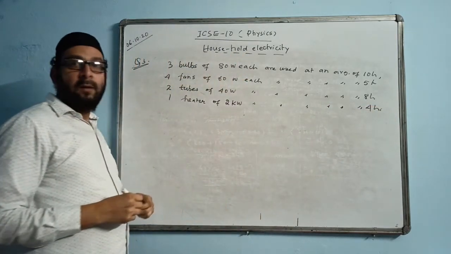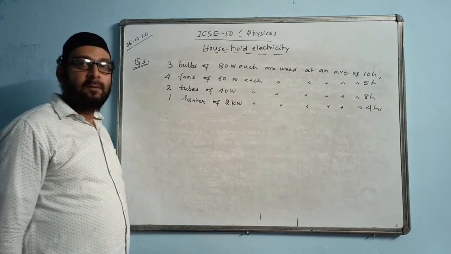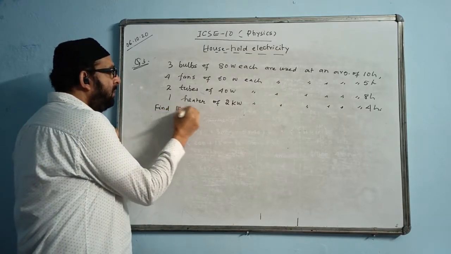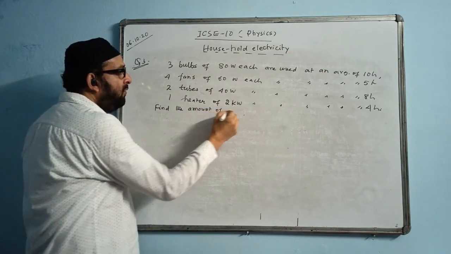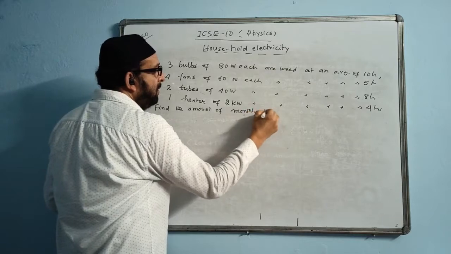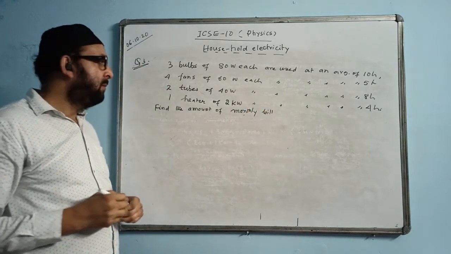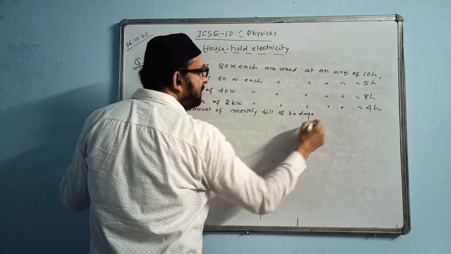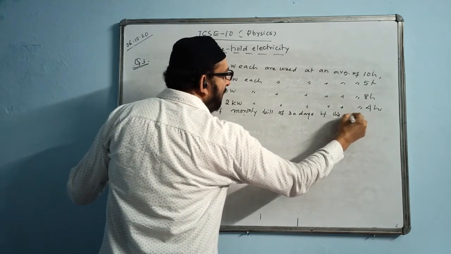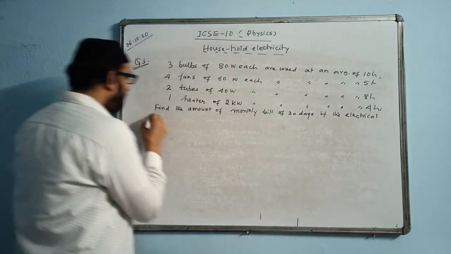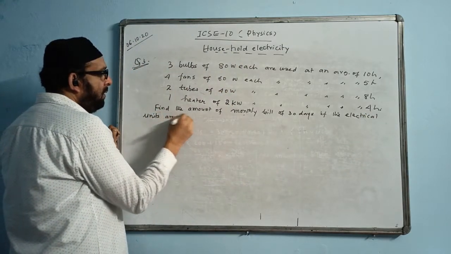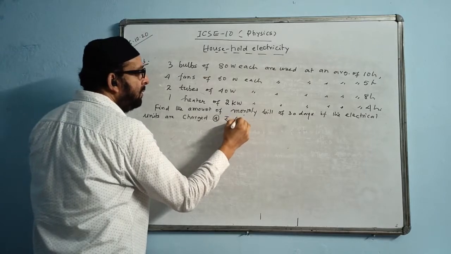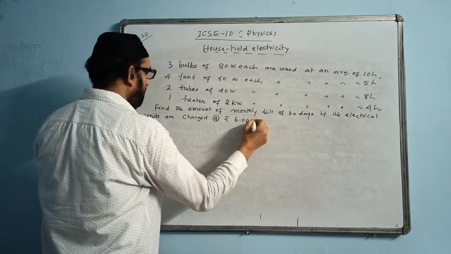That is the question. Now the question says find the amount of monthly bill. You have to find the amount of monthly bill of 30 days, if the electrical units are charged at the rate of rupees 6.00. That is the question.